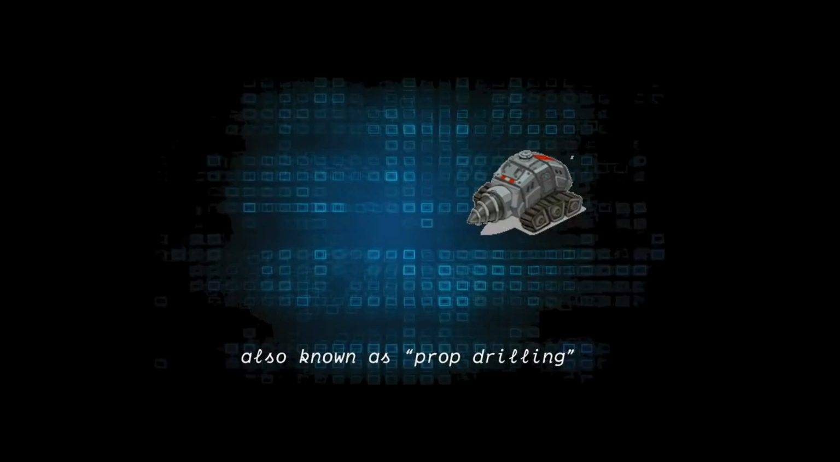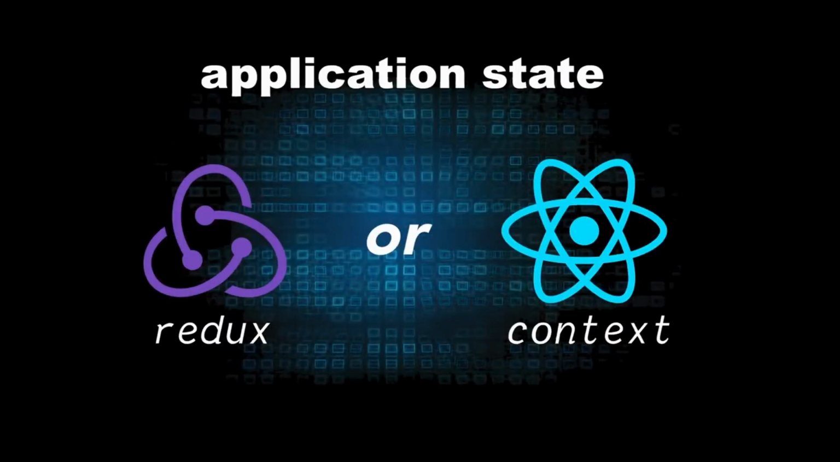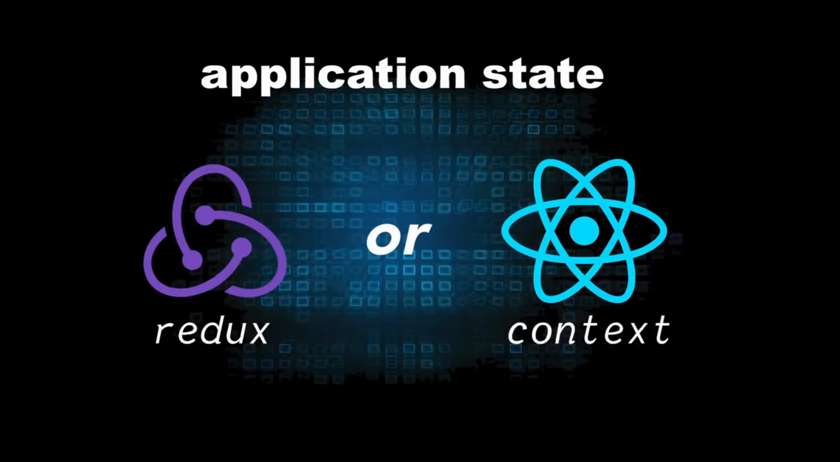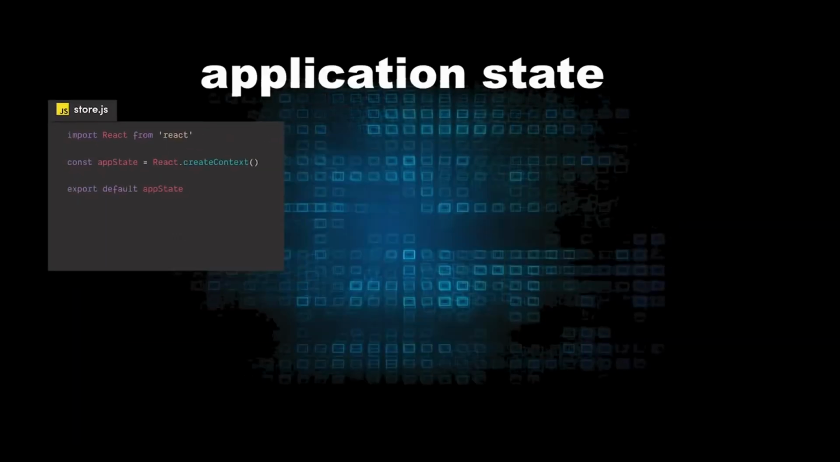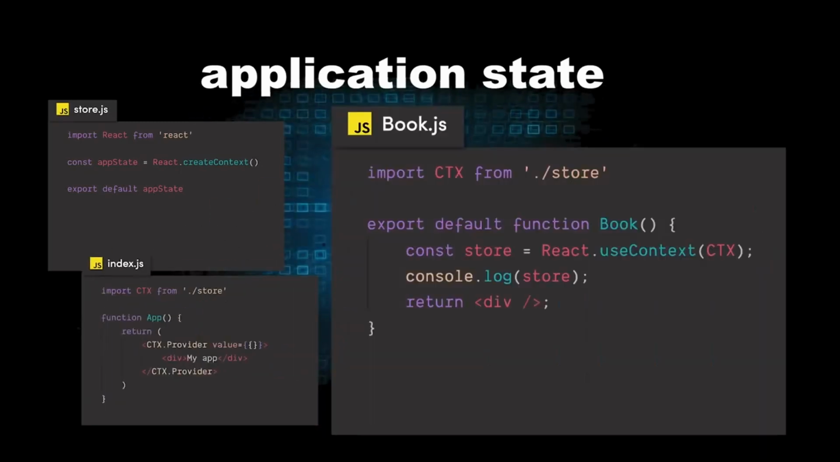It's application state. You can either use Redux or React context to achieve this. If you want to use context, all you have to do is create one, wrap your application in a provider, and access it with the useContext hook. Don't overthink it, it's just an object you can put anything in. That's React in 5 minutes.